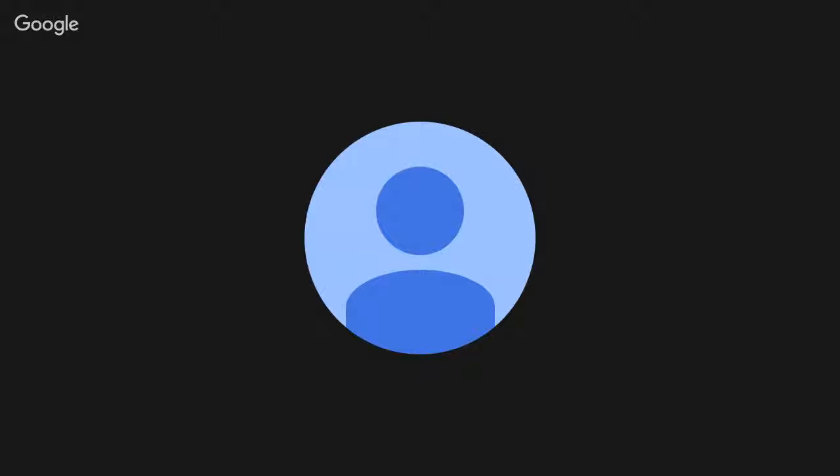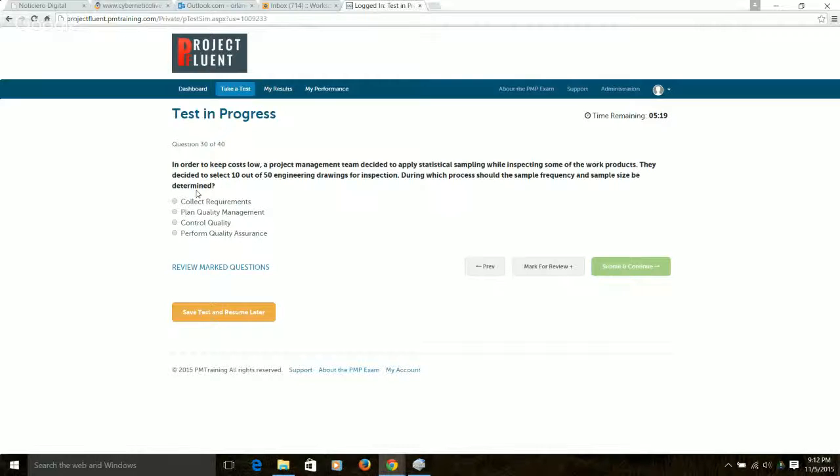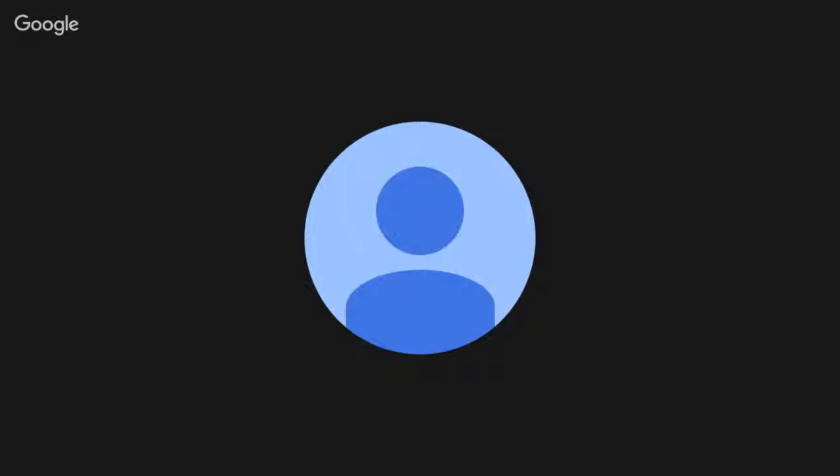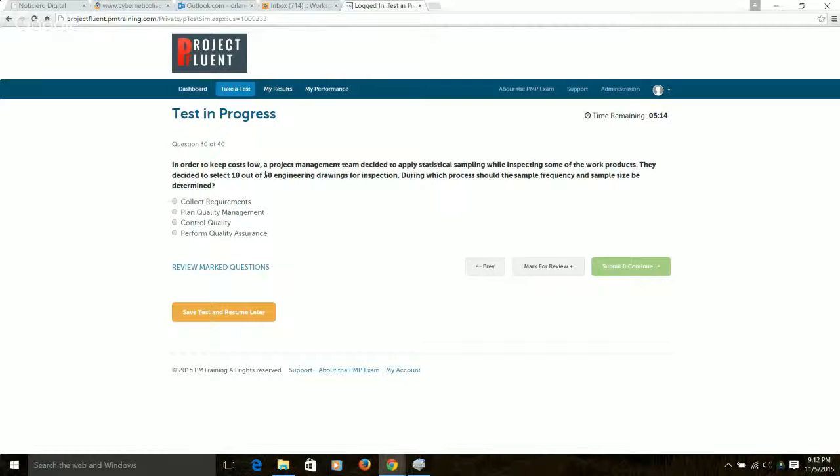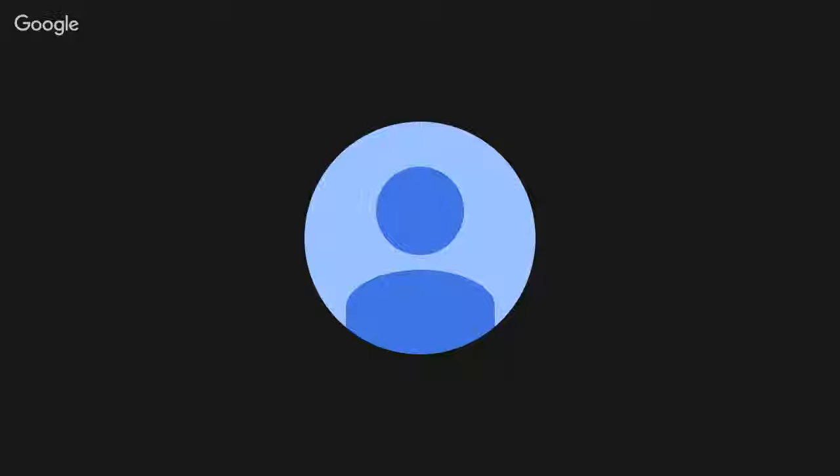Can you read the question one more time? Yeah. In order to keep costs low, a project management team decided to apply statistical sampling while inspecting some of the work products. They decided to select 10 out of 50 engineering drawings for inspection. During which process should the sample frequency and sample size be determined? Collect requirements, plan quality management, control quality, perform quality assurance. I'll say control quality.